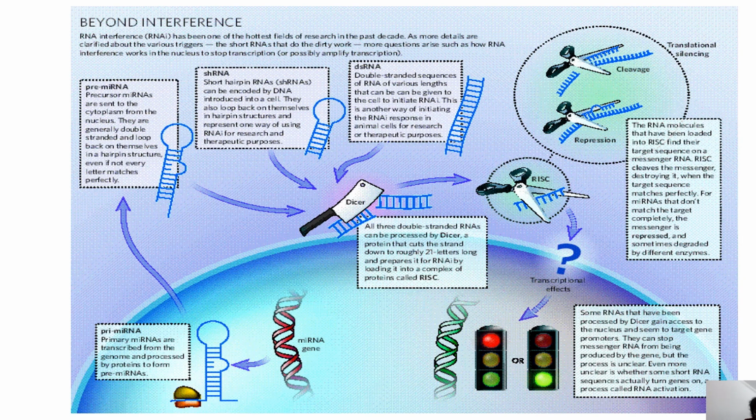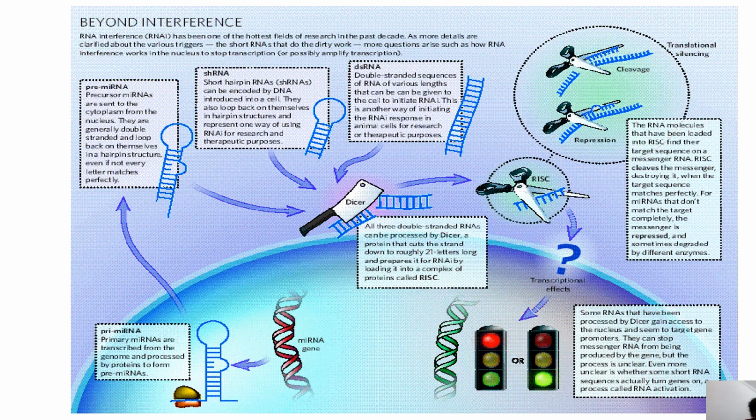So all three double-stranded RNAs can be processed by Dicer, a protein that cuts the strand down to roughly 21 letters long and prepares it for RNA interference by loading it into a complex of proteins called RISC.